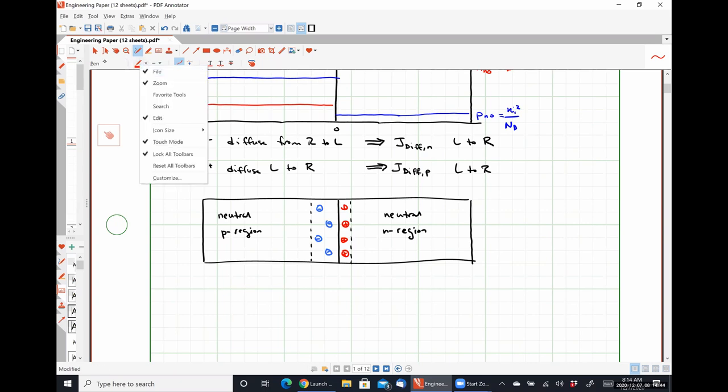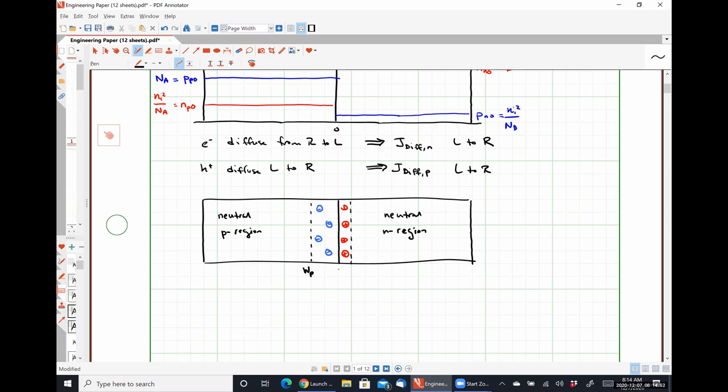I'm going to call this guy here WP, here's zero, and here's WN. So from zero to WN is the width of what we're going to call the depletion region on the N side of the junction. It's also called the space charge layer because there's stored charge here. And from zero to, let's call it negative WP, is the width of the P side of the space charge layer or the depletion region. This total width, I'm going to call W naught, which is the width of the depletion region.